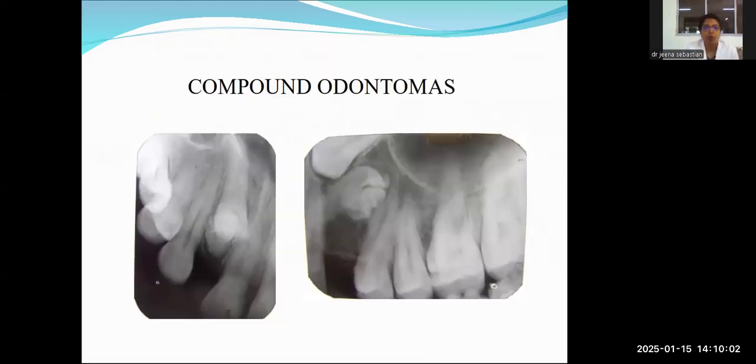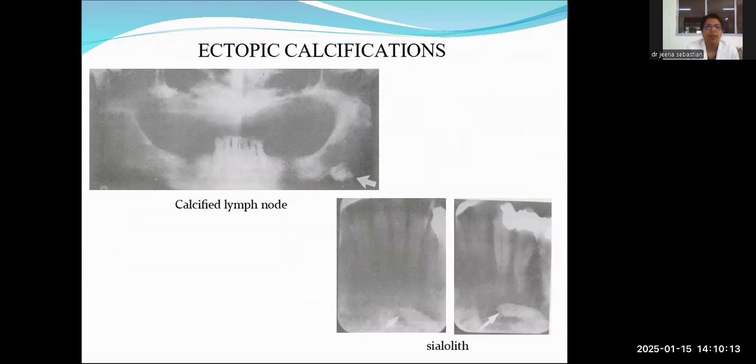Now coming to compound odontoma, this is the radiographic picture. It is radiopaque, having a density similar to that of enamel and dentin. The ectopic calcifications, that is a calcified lymph node that you see here, and the sialolith, which is present in the submandibular salivary gland, which is the most common site, mainly seen in occlusal radiographs as a calcified or radiopaque mass.